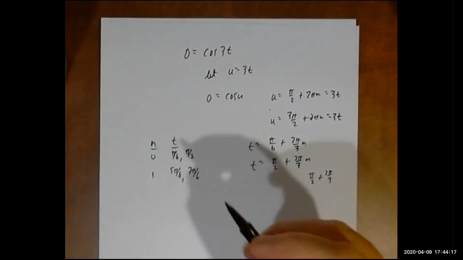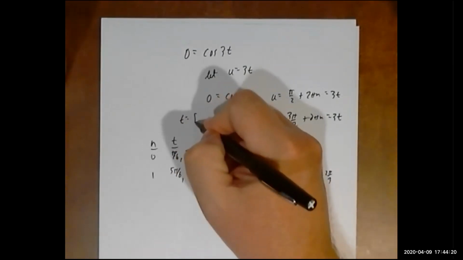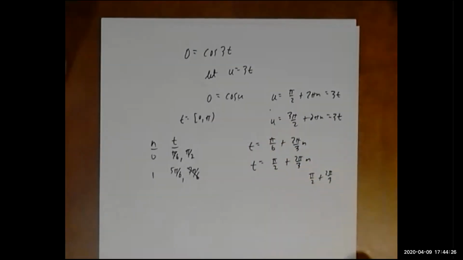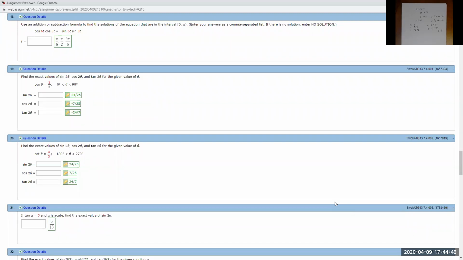But then you notice my limit is from 0 to pi. 7 pi over 6 is bigger than pi, so I have to stop there. And I should end up with 3 solutions: pi over 6, pi over 2, and 5 pi over 6. Let's see if that's correct. So pi over 6, pi over 2, 5 pi over 6. Yep. So my apologies. Although, to be honest, that was okay because even teachers can make mistakes for not being careful. That's why, especially on the test, we'll be very careful.